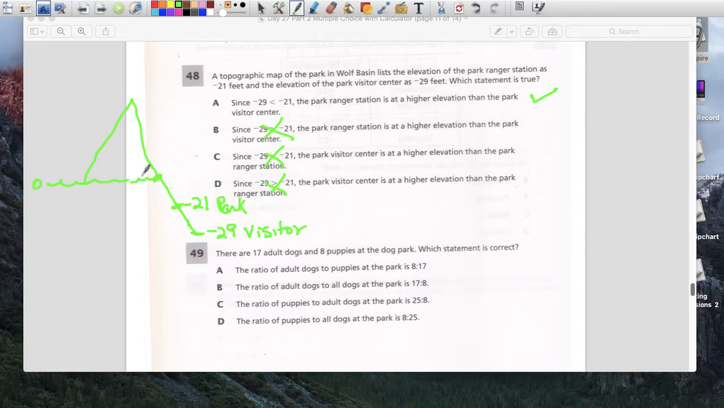Okay, and the other two was just a matter. See how this little map really comes in handy, right? Negative 21 would be here. The park ranger station would definitely be higher than negative 29.